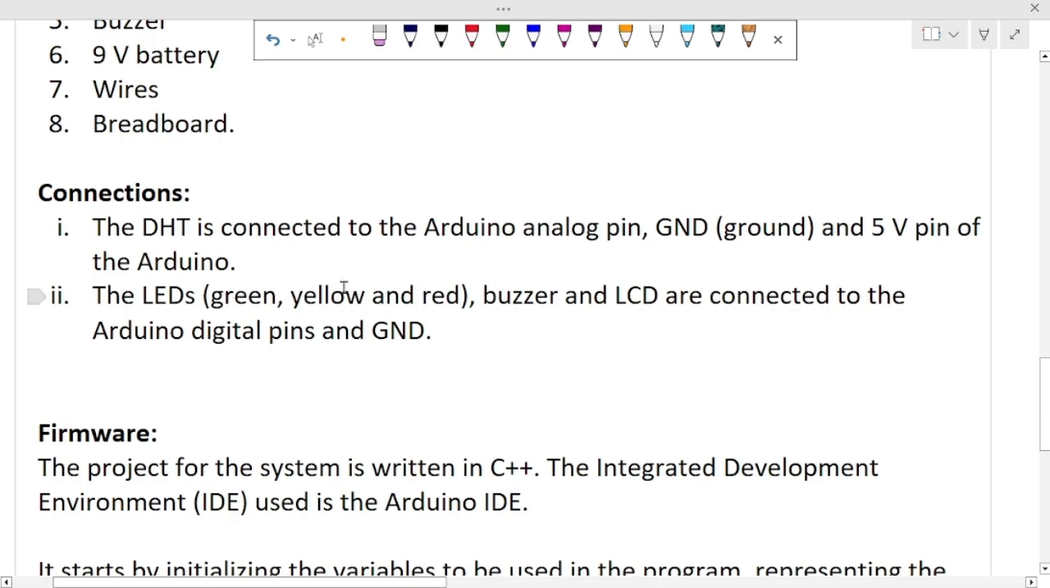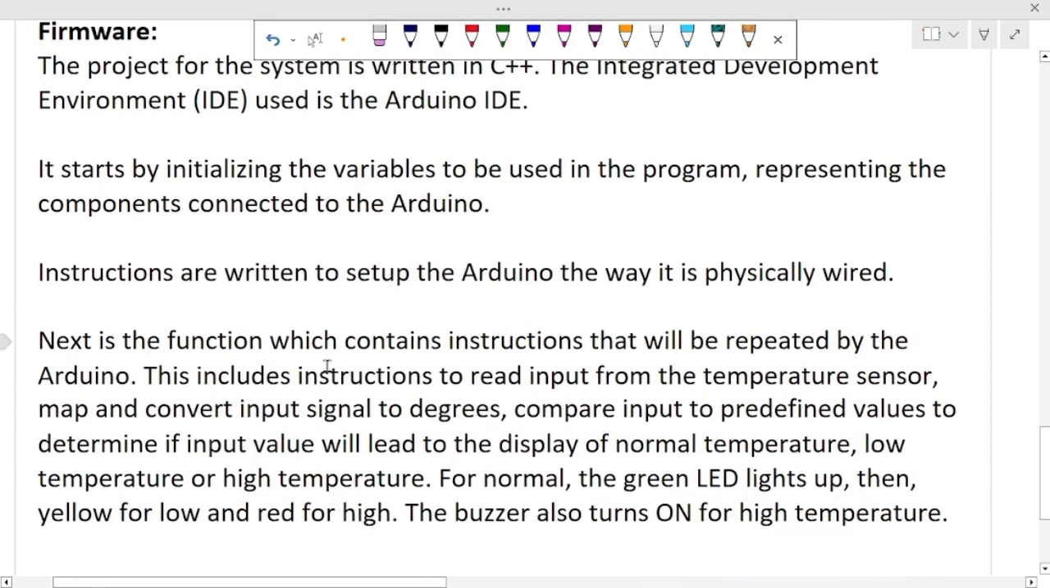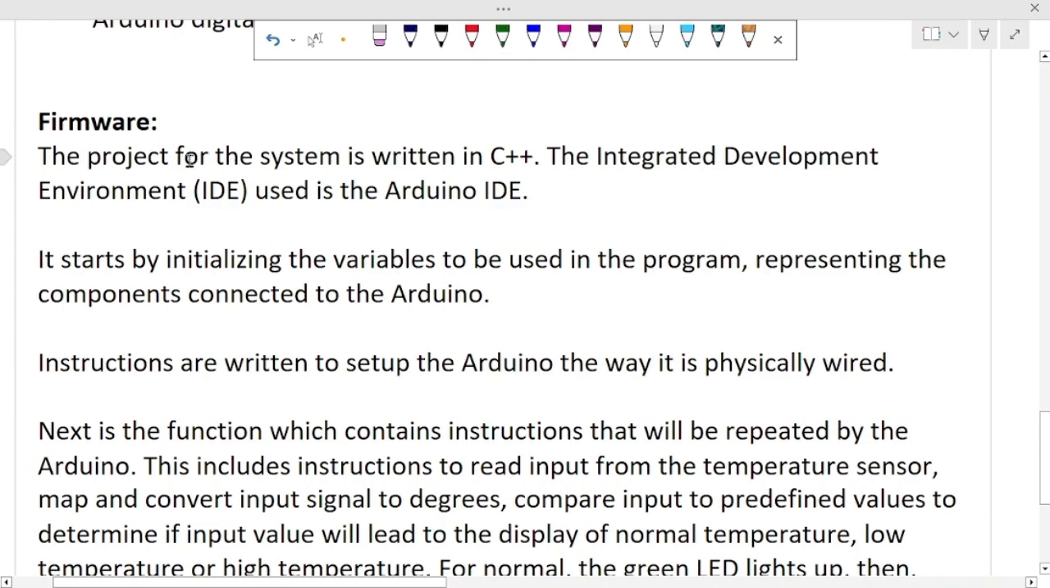Then the LEDs, of course, green, yellow, red. Now we are using 3 LEDs. Okay, if the LED is showing green, meaning the temperature is at the certain level we want, it's okay. If the yellow LED turns on, okay, that's not too good. If the red LED turns on, brother, that means it's not good at all. It's high. Okay, and of course the LEDs, buzzer, and the LCD are connected to the Arduino digital pins and ground.